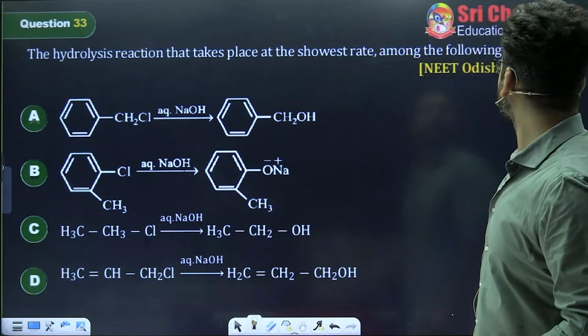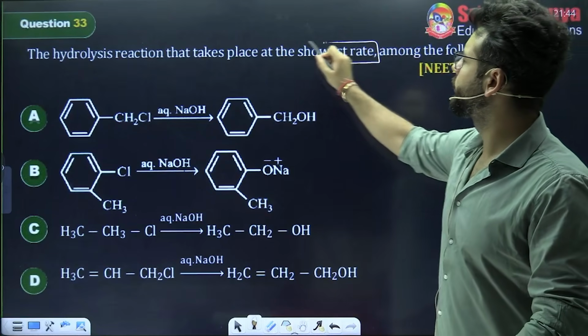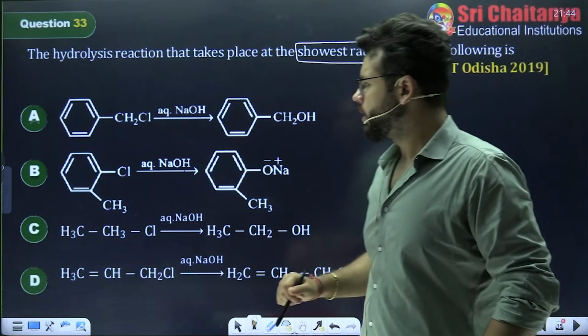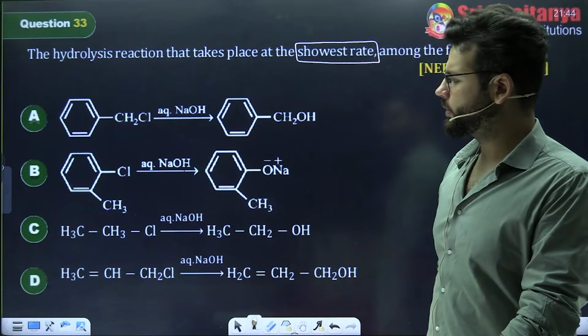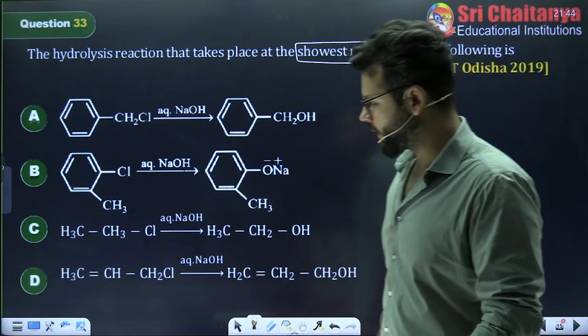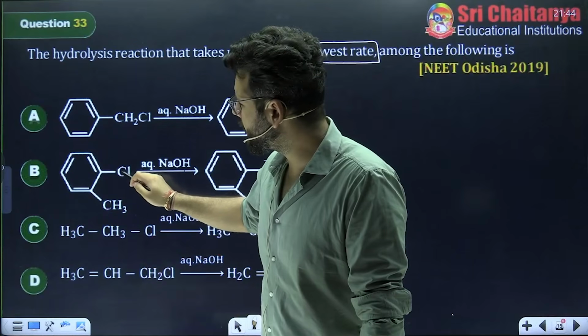Next one is the hydrolysis reaction that takes place at the slowest rate. Hydrolysis at the slowest rate among the following is. So these are the reactions which are happening. You can either check SN1, SN2, your wish. Slowest rate. If I see carefully, this one is an example of aryl halide.